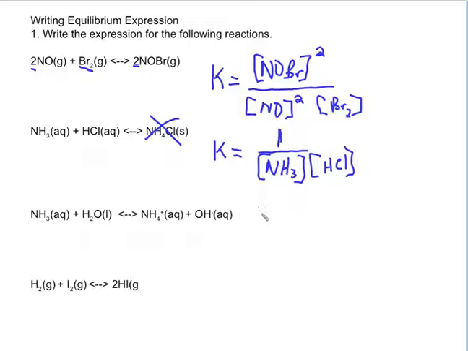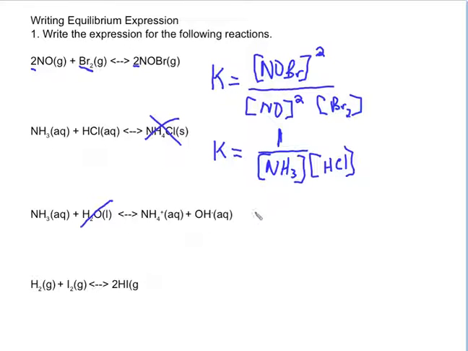Okay, here's another one down here. So we're going to look: aqueous, aqueous, aqueous, liquid. Okay, normally liquids are not put in. If there's one liquid in the reaction, they're not put in. And for the sake of AP chemistry, we're not going to worry about liquids too much, except with water, cross it off, it's never going to be included.